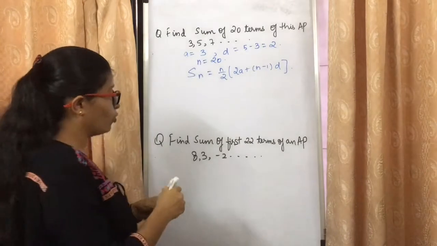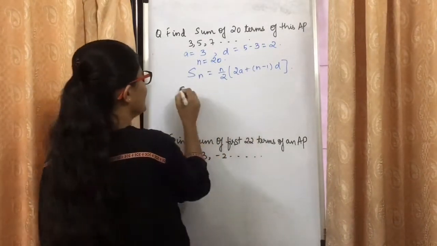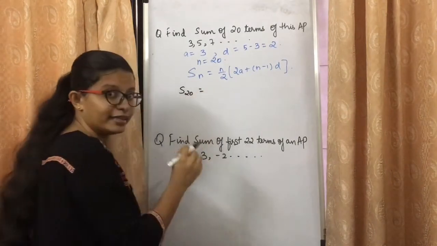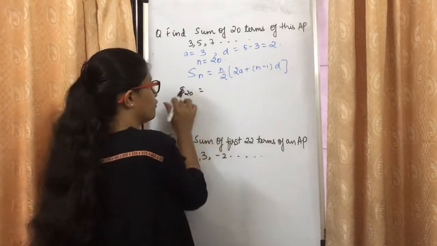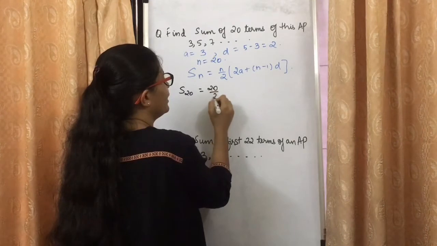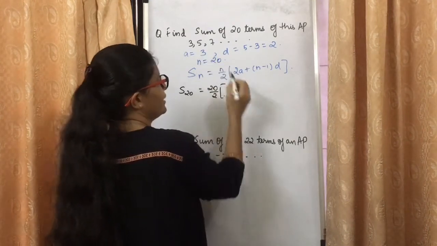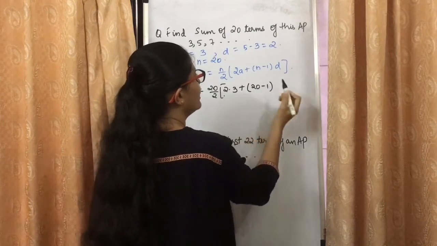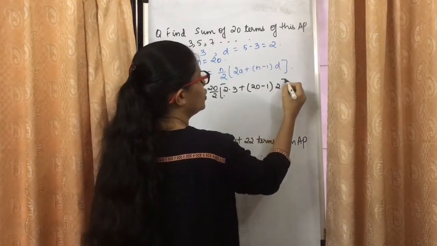Fine. तो ये फॉर्मूला लगाने के बाद आपको Sn की जगह पे क्या लिखेंगे, 20. So S20, the sum of first 20 terms, इसको बोलते हैं sum of first 20 terms. 20 divided by 2 into A is 3. So 2 into 3 plus n is again 20 minus 1 into D, which is nothing but 2.